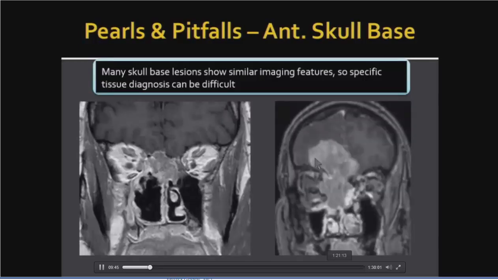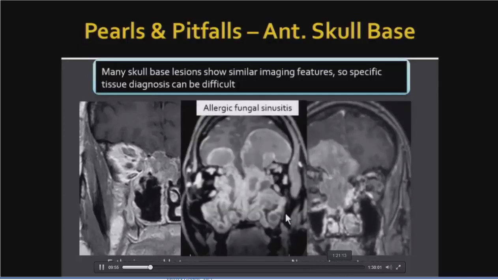So lesions such as these, which look superficially similar because they have a component in the nasal cavity and a component in the intracranial compartment, might turn out to be tumors. On the other hand, it might turn out to be something which is a non-tumor. This might be just fungal sinusitis. So the fact is, just the extent and contrast enhancement of lesions is not sufficient to provide a final pathological diagnosis.